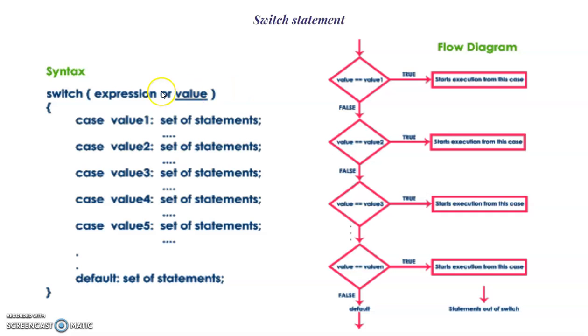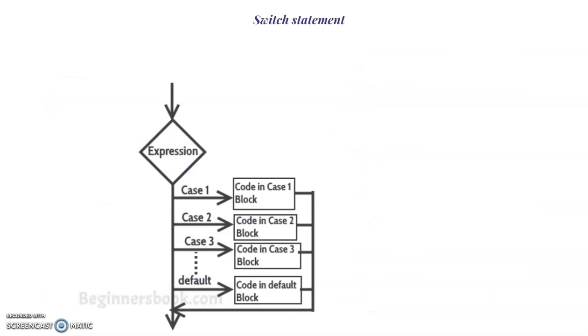So first, the value or expression of the switch gets evaluated and it will be compared against the value 1. If this matches value 1, then the statements which form the body of value 1 get executed. Otherwise, the value gets compared against the value 2. If it is true, then the block which forms the value 2 will be executed. So this will continue until all the cases are checked. Otherwise, the default block of statements gets executed.